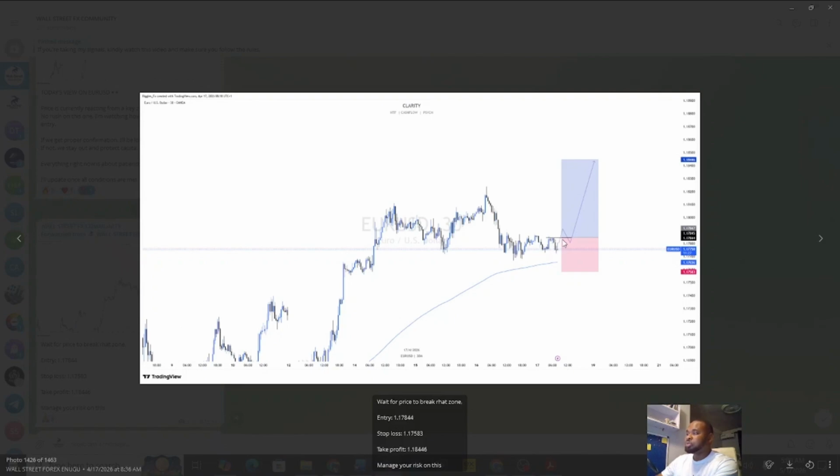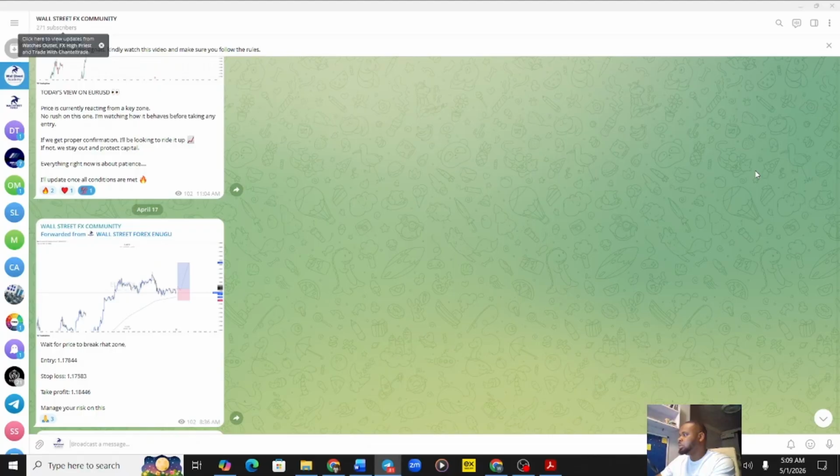Now mark out this zone. Now listen, we'll go for buy when what? We'll go for buy when we spot a massive impulsive candle above this high. We can go in for buy. Stop loss will be below. So this is how I gave it out, just like saying wait for price to break that zone, right? Entry, stop loss and all that. So let's see what happened.